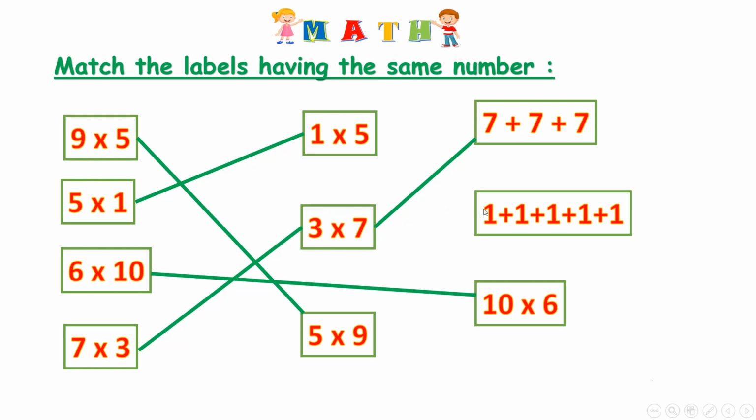Great. Here I have 1 plus 1 plus 1 plus 1 plus 1. I have the number 1 repeated. How many times? 1, 2, 3, 4, 5. Great. So the number 1 is repeated 5 times. It's like 1 times 5. Do I see 1 times 5? Here, no. Oh, here it is. 1 times 5. I will match it.